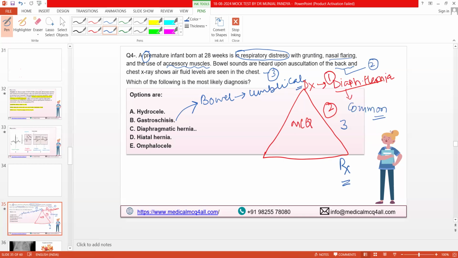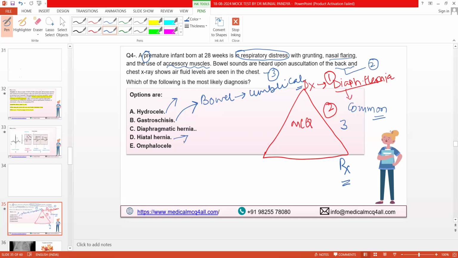In gastroschisis, you cannot hear abnormal sounds on the back, and you cannot see the air fluid level in the X-ray. So it is excluded. Hydrocele also excluded. What is hydrocele? You must know each and everything, they may ask. A collection of fluid in the scrotal sac. Wonderful. The scrotal sac is all the way down. There is nothing to do with the chest, and nothing goes up from the scrotal cavity. So that is gone.